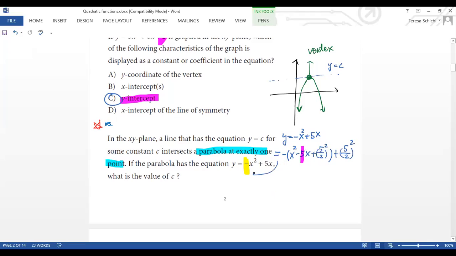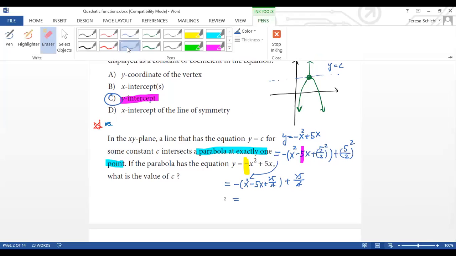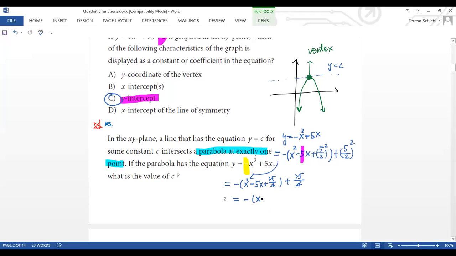Okay, so now these ones here can turn into x squared minus 5x plus 25 over 4, right? Then here plus 25 over 4. So what is this one? This is the completed square, right? So that's what is in here. So this one here will be x minus what? 5 over what? 5 over 2, the whole thing squared plus 25/4. All right, so this is the vertex form right now.